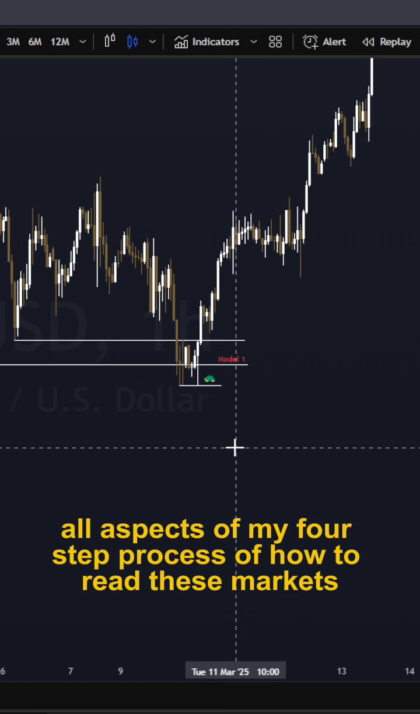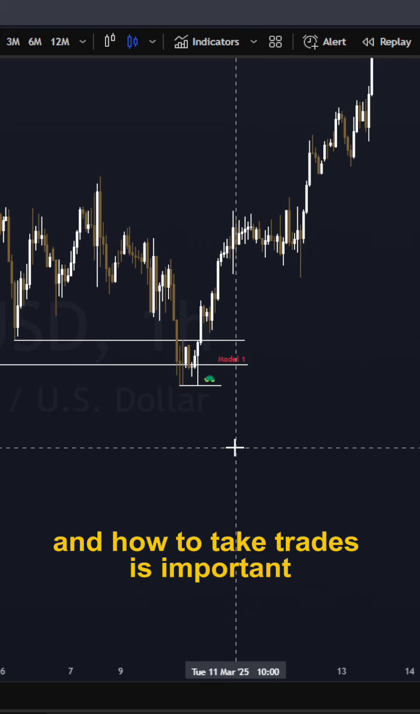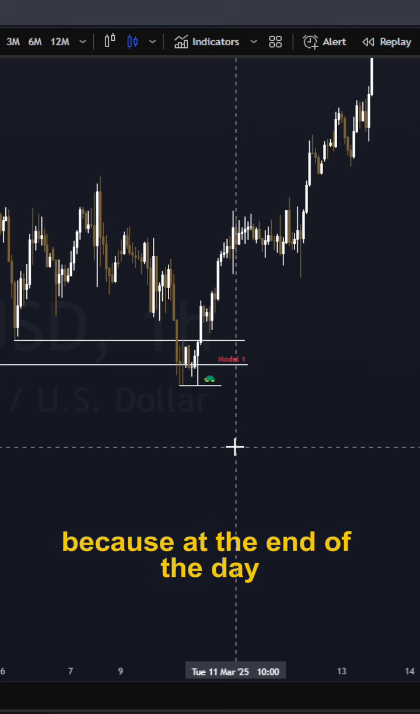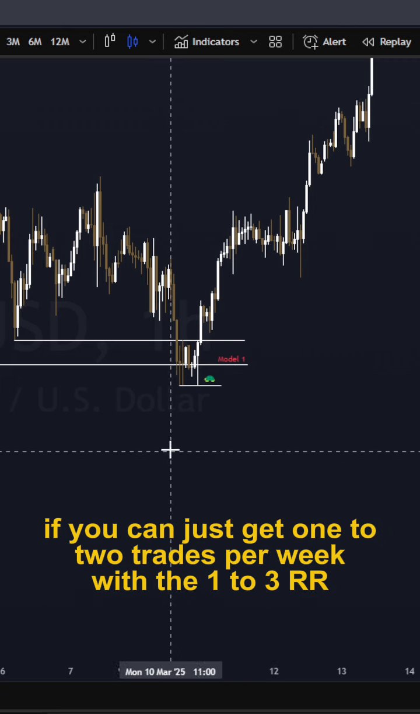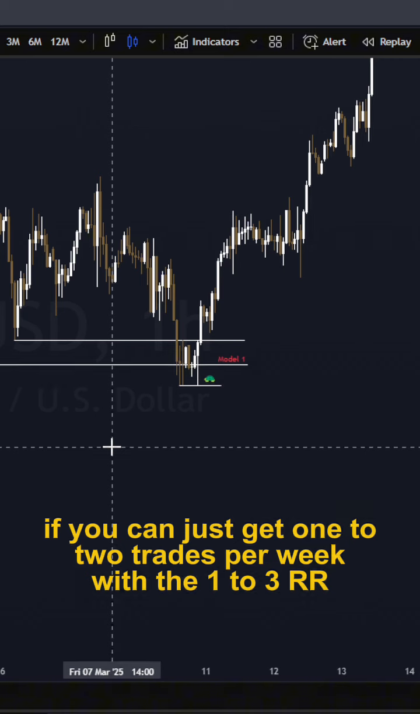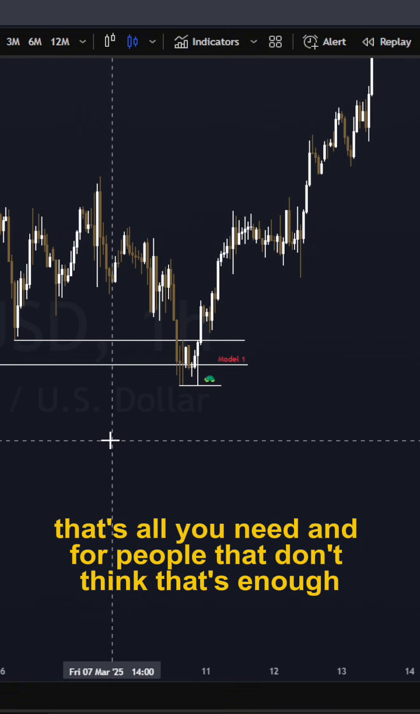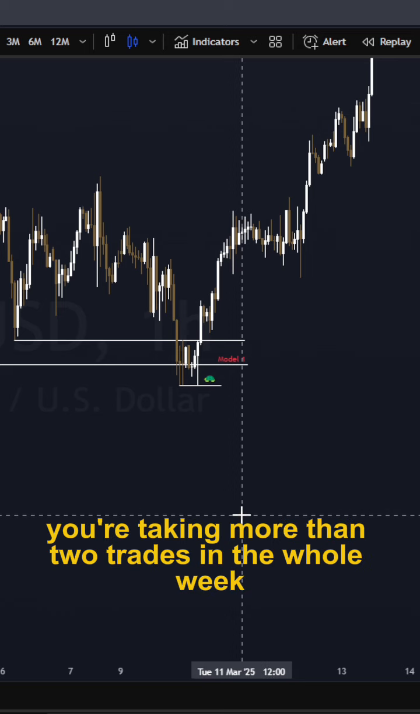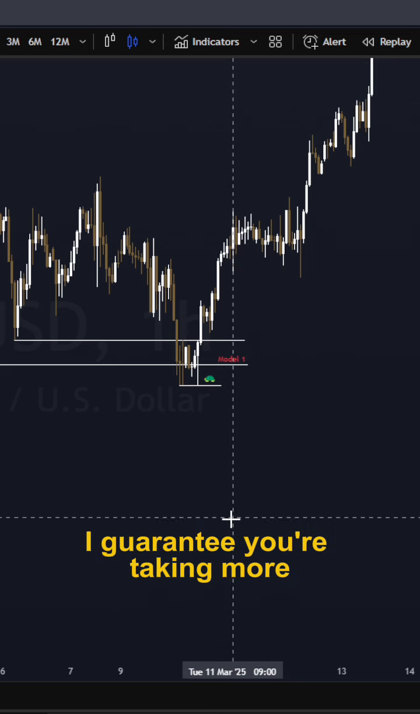All aspects of my 4-step process of how to read these markets and how to take trades is important. You must have all 4 before you can trust any trade, because at the end of the day, all you need in trading, if you can just get 1 to 2 trades per week with a 1 to 3 RR, that's all you need. And for people that don't think that's enough, are you making money doing what you're doing now? No. And I can guarantee you're taking more than 2 trades in the whole week. I guarantee you're taking more.